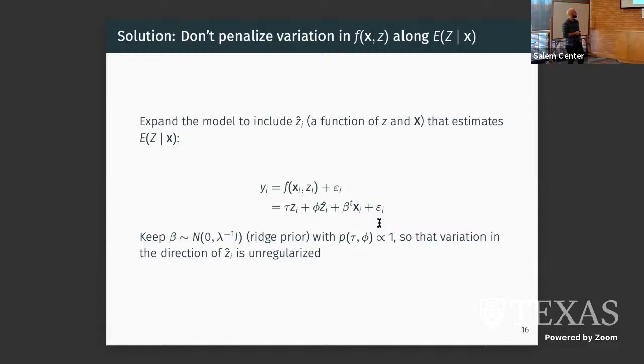And all we need to do is drop it in the model, okay, as an additional covariate. I'm going to use the same ridge priors on beta. And I'm not going to apply any regularization to tau. I'm not going to apply any regularization here to this parameter.